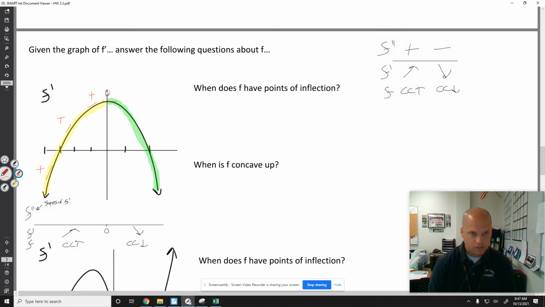That slope is 0. F double prime is positive until 0, when it's 0. And then this slope is negative. These slopes are negative. So I can either look at the slopes of f prime to do this top row and then confirm, okay, yeah, f prime is increasing and decreasing. And then boom, got concavity.